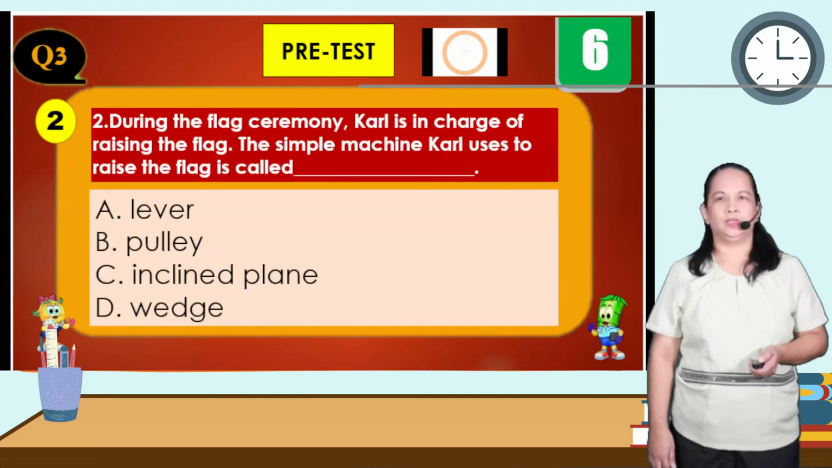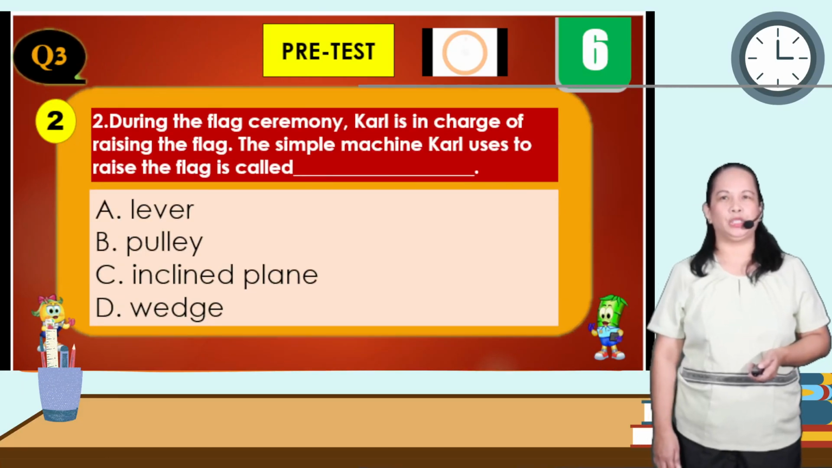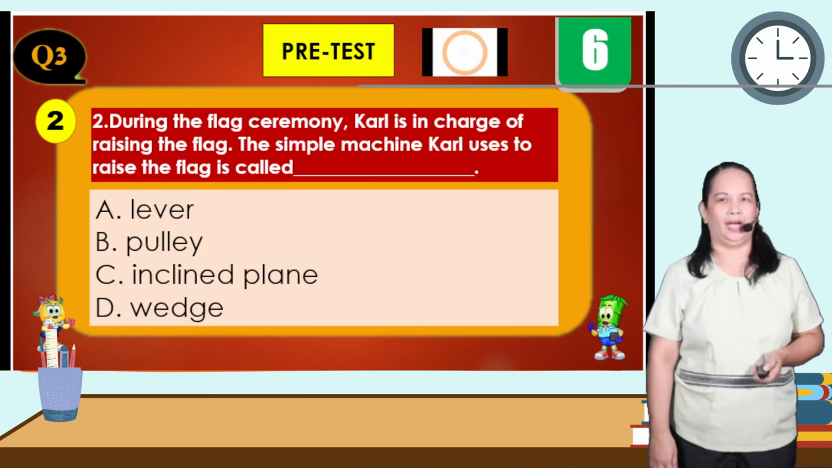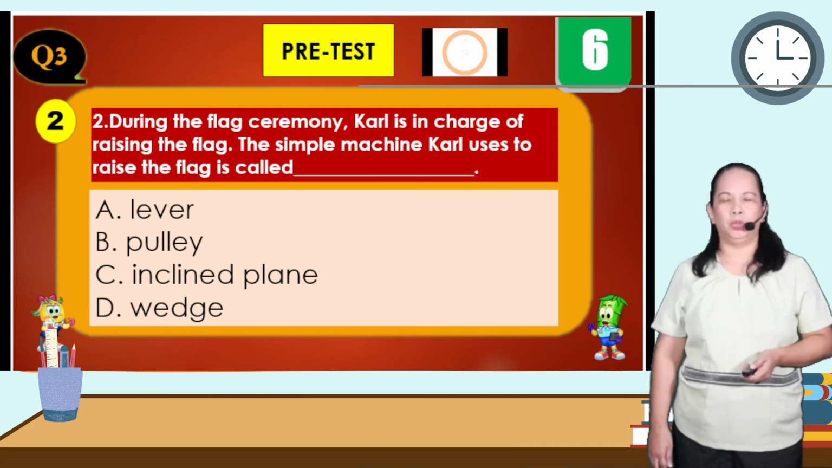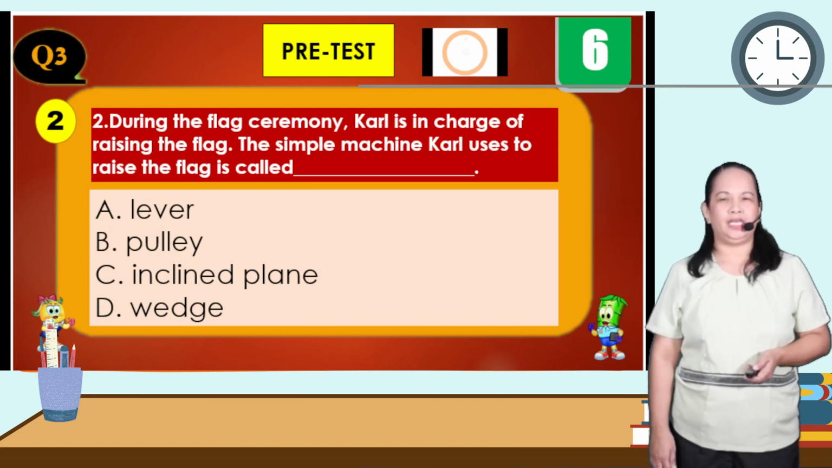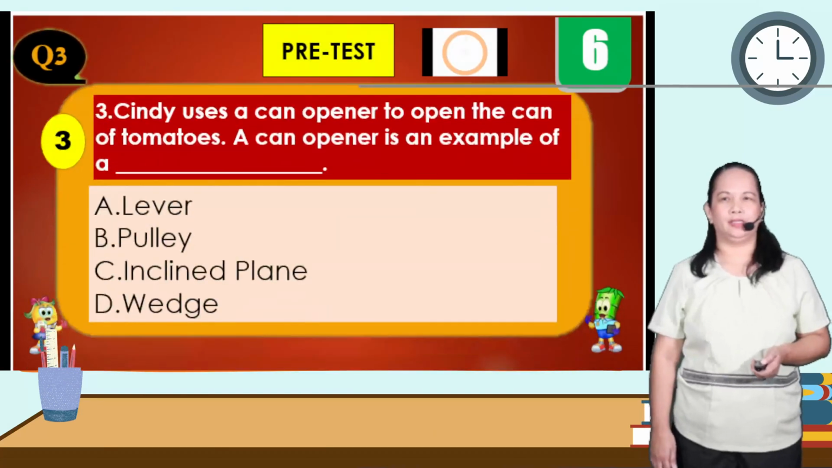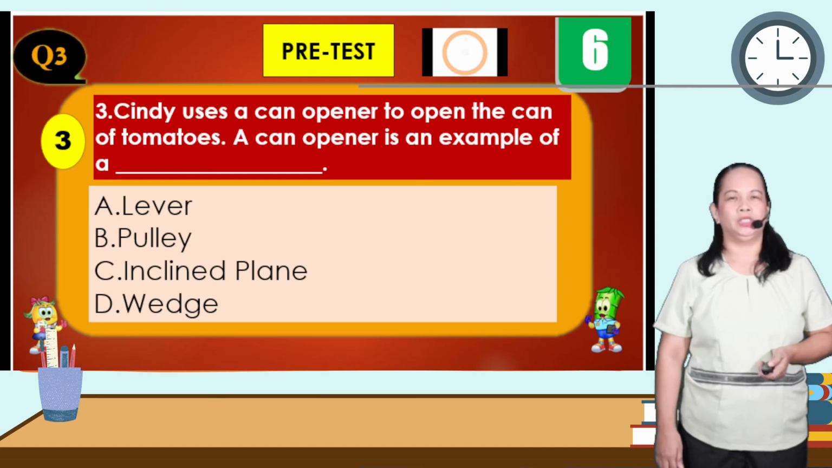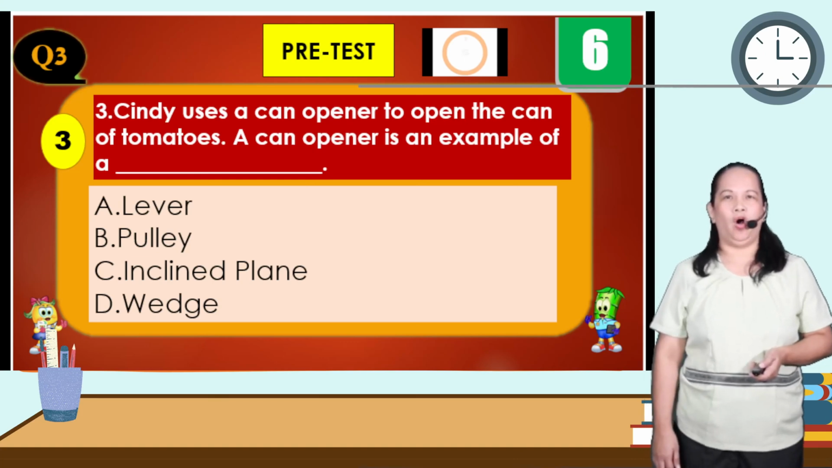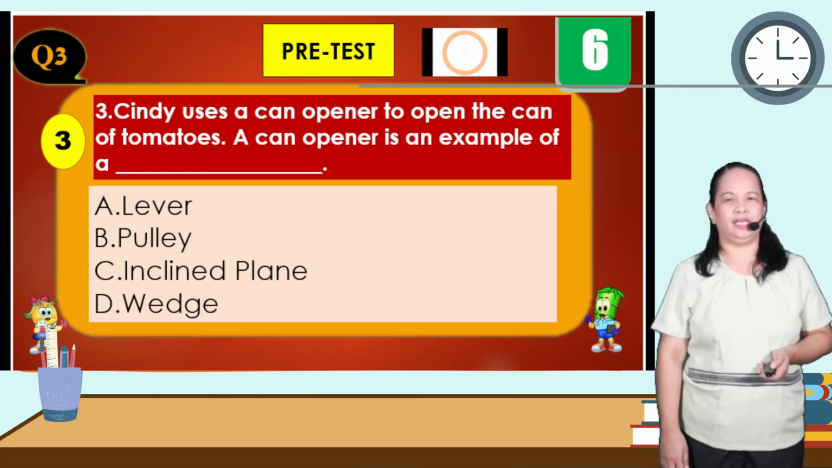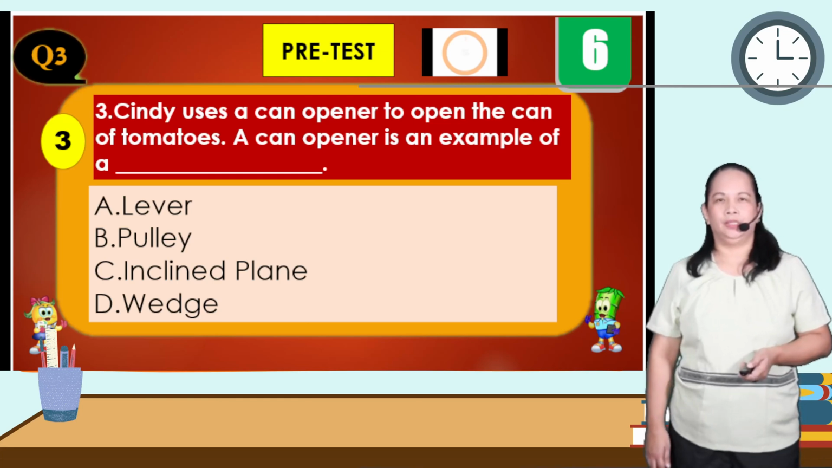Question number 2. During the flag ceremony, Karl is in charge of raising the flag. The simple machine Karl uses to raise the flag is called blank. A, lever. B, pulley. C, inclined plane. D, wedge. Timer starts now. Question number 3. Cindy uses a can opener to open the can of tomatoes. A can opener is an example of a blank. A, lever. B, pulley. C, inclined plane. D, wedge. Timer starts now.